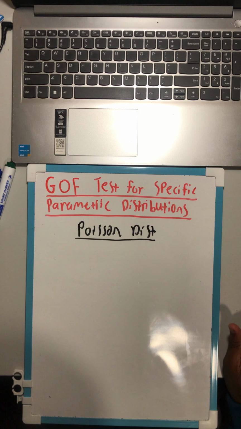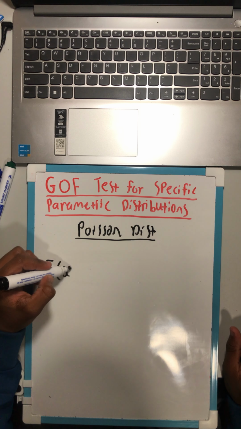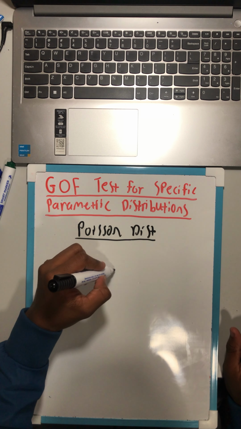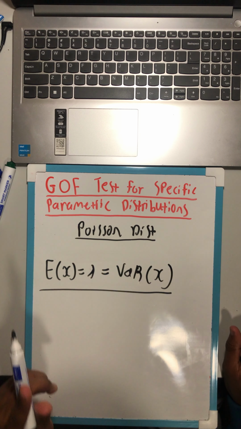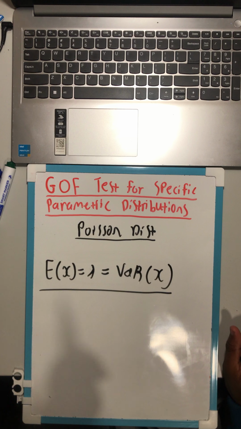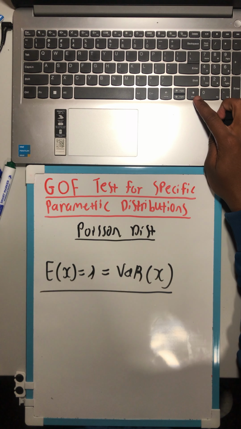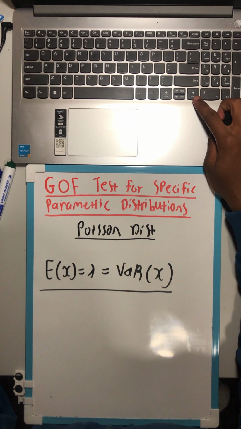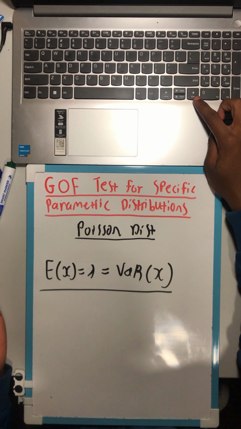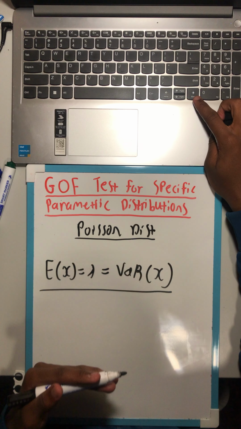Another characteristic about the Poisson distribution: the mean, or the average or expected value, is equal to the variance. The mean is equal to the variance if x follows a Poisson distribution. That's another thing we should consider. They can give you statements with the variance, and you must know that the variance is the same thing as the mean or the average.